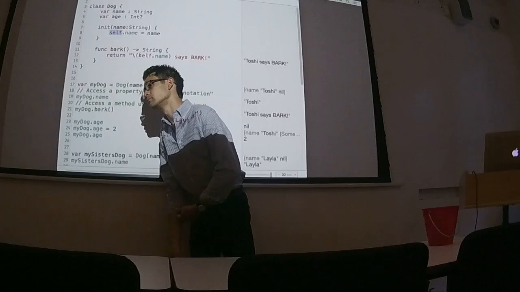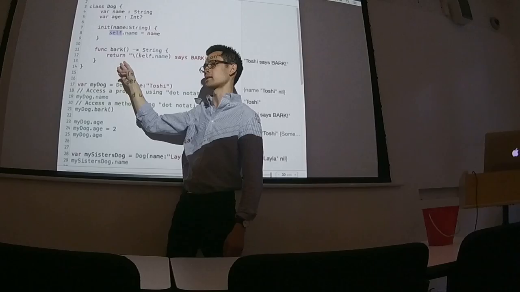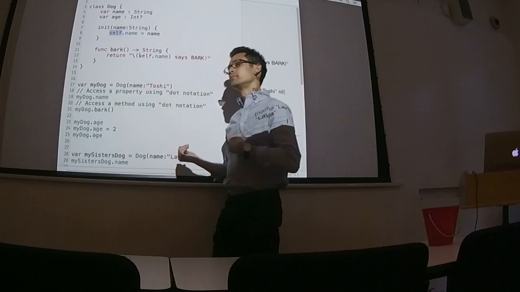No. It can be anything that's available here. It can be dot page, dot name, or dot bark. Those are the three things that I can access, at least the ones that I've defined, right? The self is just a temporary value. Yes, you could say that. And it's always after init. Yeah, it's available inside init, and then in any other function afterwards.